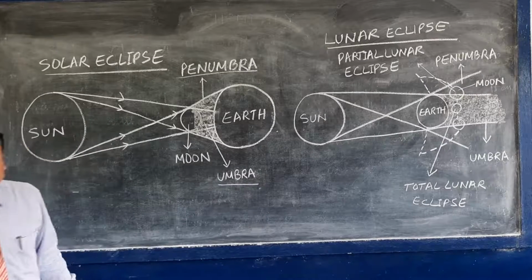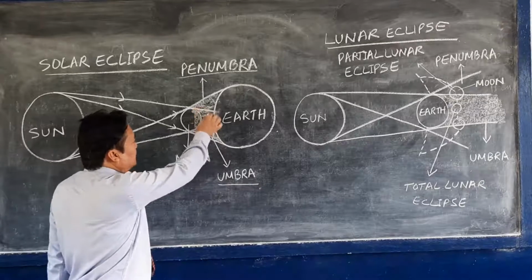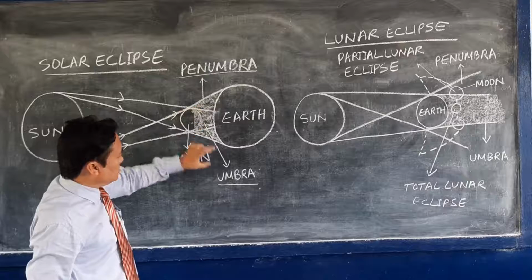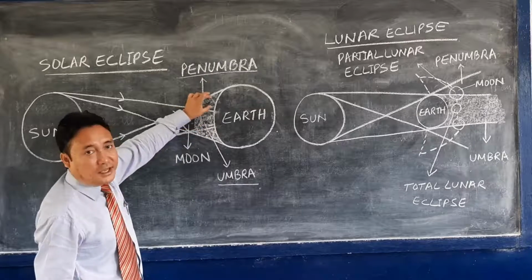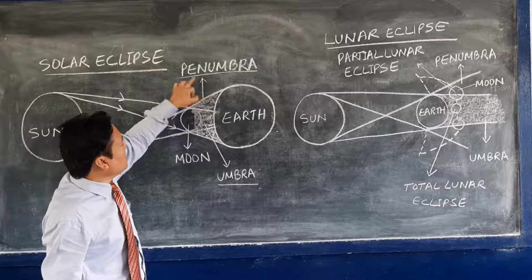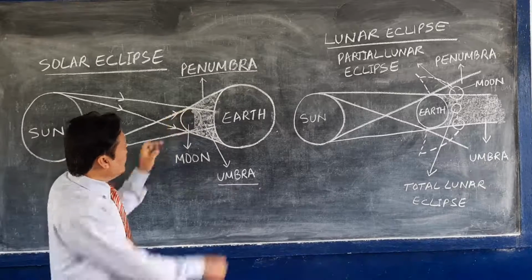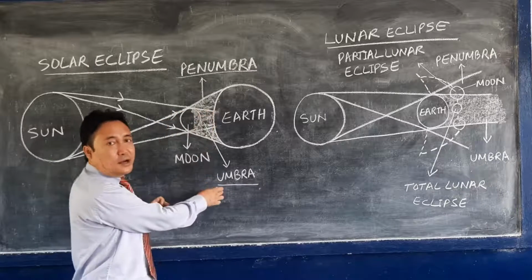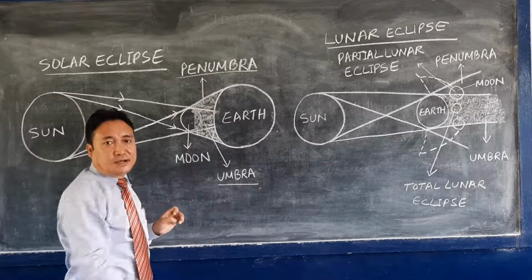For the complete solar eclipse, where people will observe it, this central part here we call the umbra. And the edge part, the side part of this, is known as the penumbra. This portion is the complete dark shadow. The umbra is the darker part of the shadow, and the penumbra is the lighter part of the shadow.